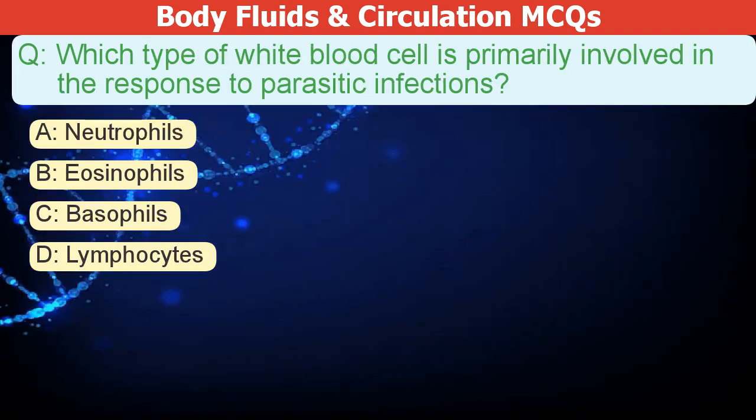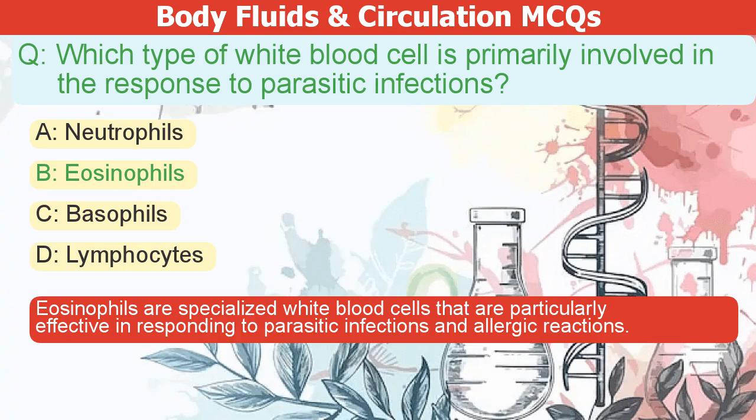Which type of white blood cell is primarily involved in the response to parasitic infections? A. Neutrophils. B. Eosinophils. C. Basophils. D. Lymphocytes. The correct answer is B. Eosinophils are specialized white blood cells that are particularly effective in responding to parasitic infections and allergic reactions.